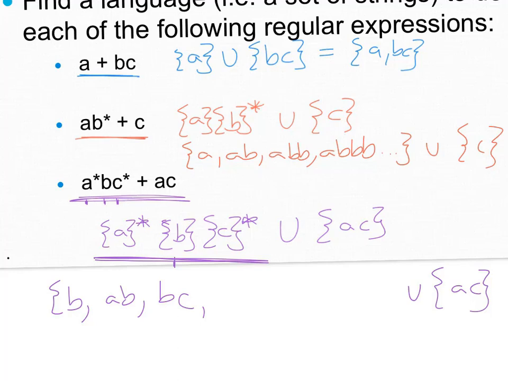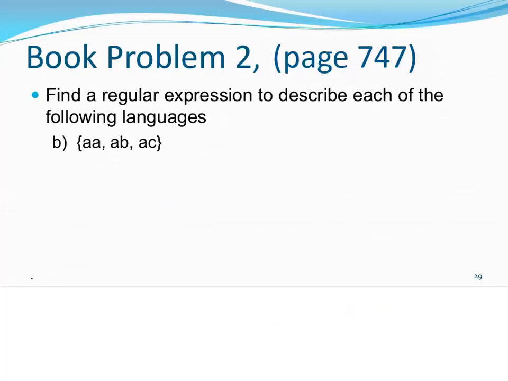So let's see, we could have an A and a B and a C, or we could have two A's and a B, or a B and two C's, and I guess I better close it at this point, union with that AC. Let's do an example the other way now.